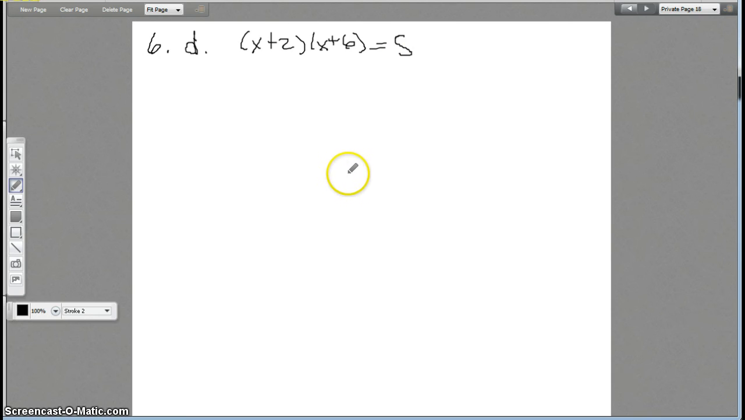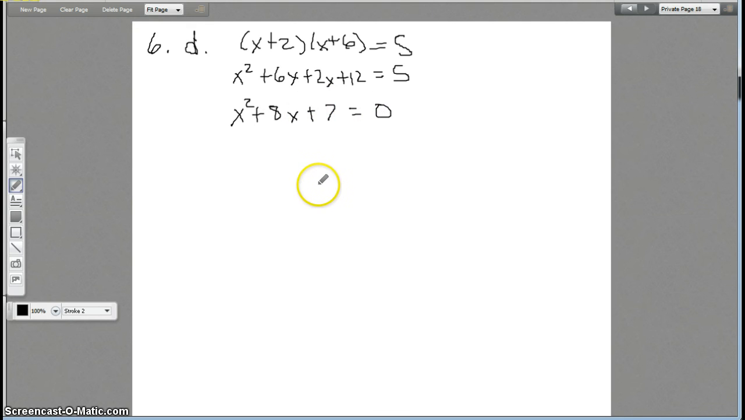Now we can't do anything with it in this form. What we have to do first is multiply this out. x times x is x squared. x times 6 is 6x. 2 times x is 2x. 2 times 6 is 12, and that equals 5. Now I'm going to combine like terms. I have an x squared. 6x and 2x is 8x. And then I have a 12 here. I'm going to subtract 5 from both sides to get a +7. And that equals 0.